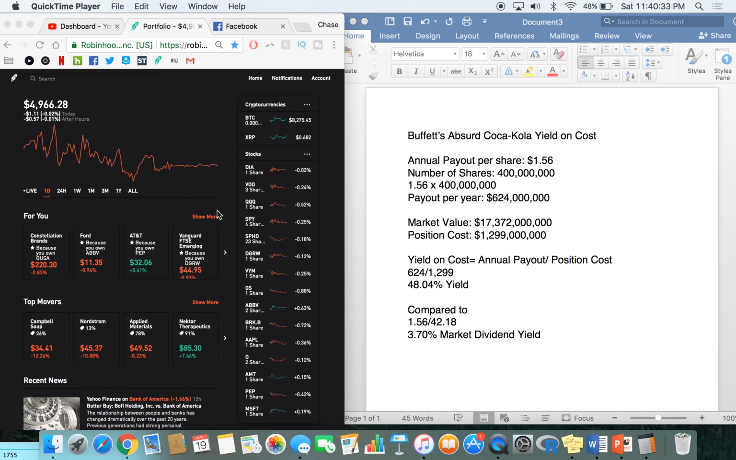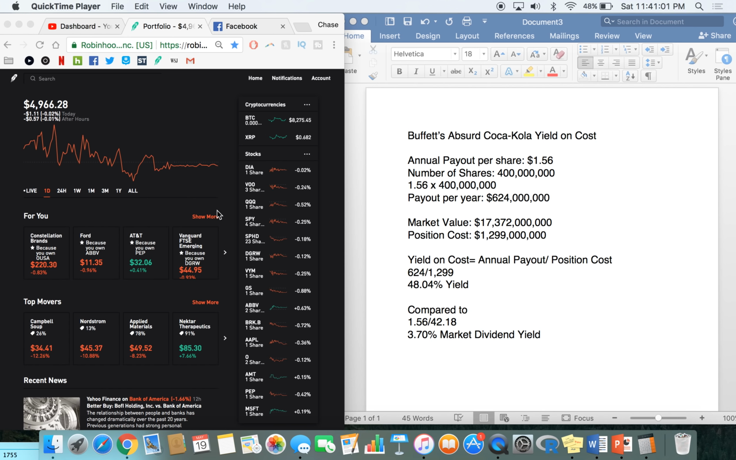So let's talk about Buffett's Coca-Cola position. Buffett owns 400 million shares of Coca-Cola stock, and it has a $1.56 payout per year. It pays quarterly dividends, so his payout per year, 1.56 times 400 million, is going to be $624 million from his Coca-Cola position.